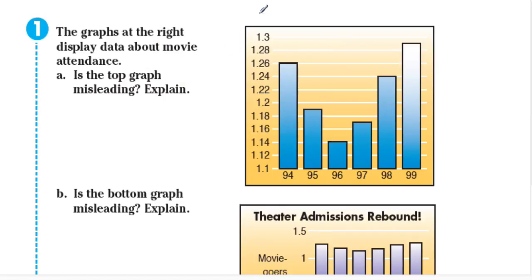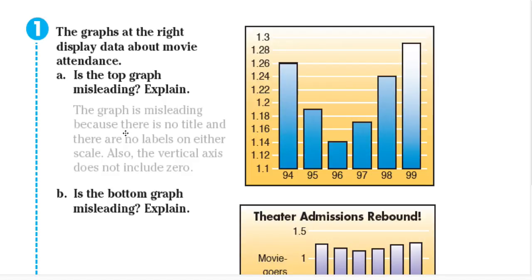Let's take a look at example number 2. The graphs at the right display data about movie attendance. Is the top graph misleading? Explain. We know that the top graph is misleading simply because there are no labels, there is no title, and it does not include 0.